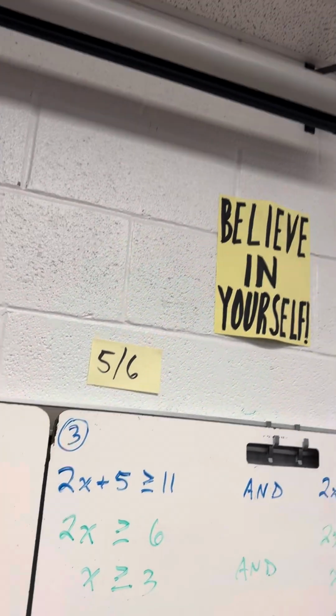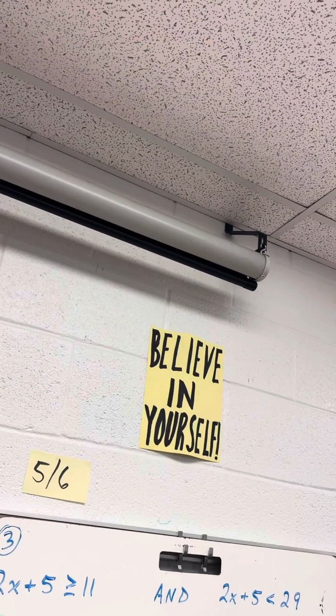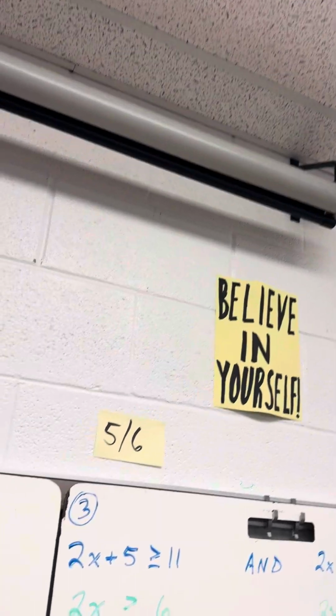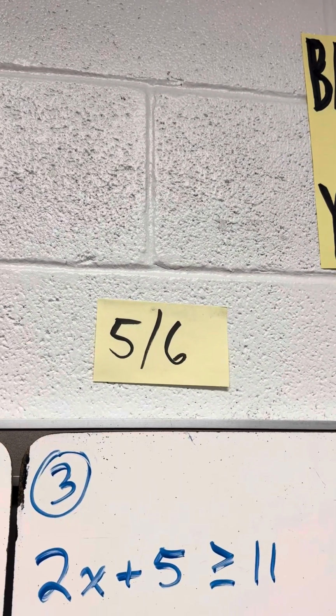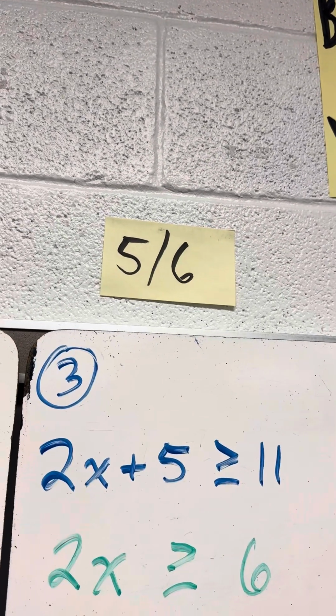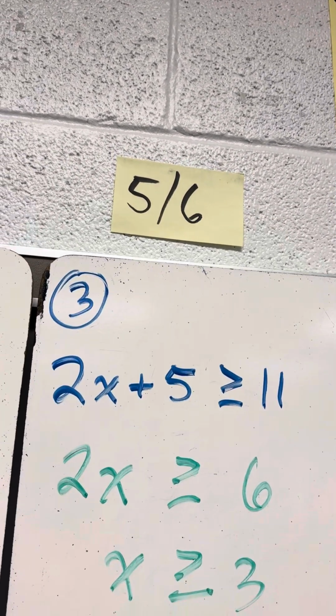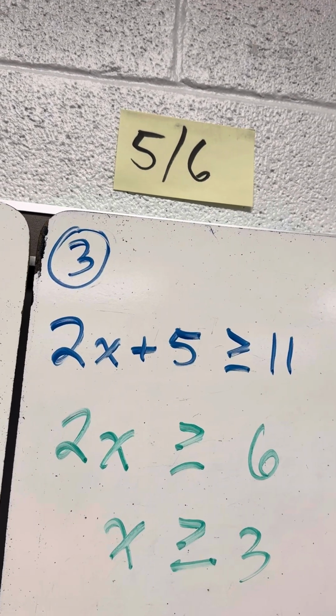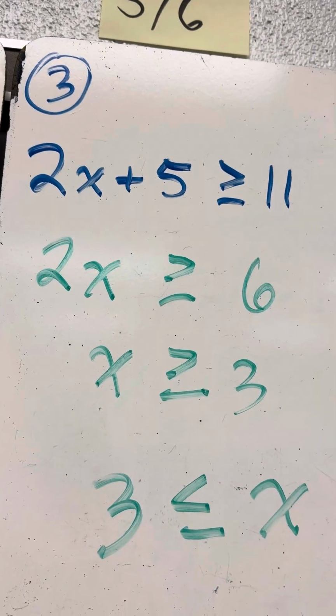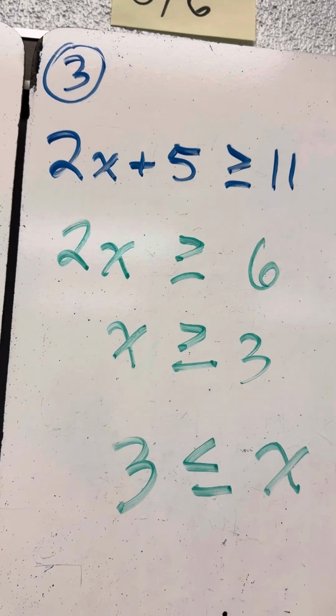Over here, one more time, we have two equations. We're going to start with this one. We're going to minus 5 from both sides and say 2x greater than or equal to 6. Divide by 2, x is greater than or equal to 3. We're going to have to flip that one around and say 3 is less than or equal to x.